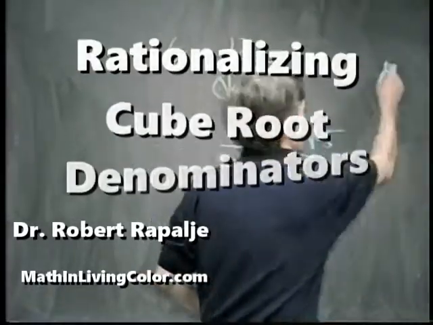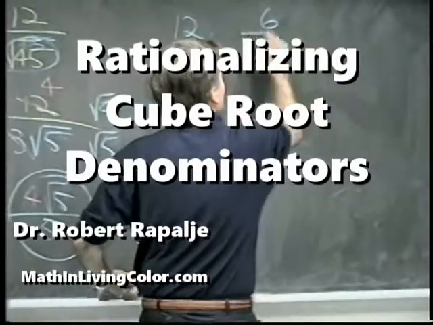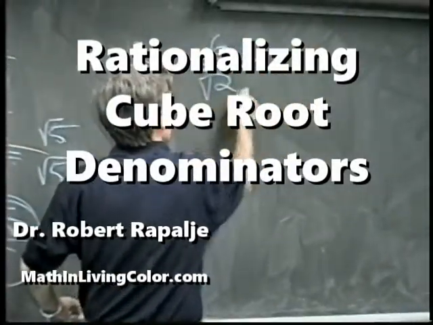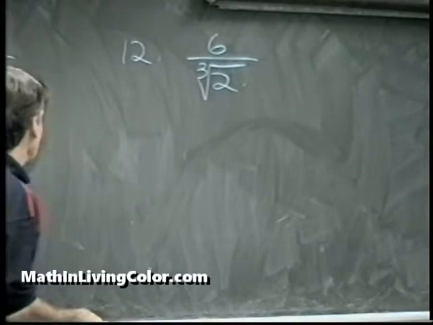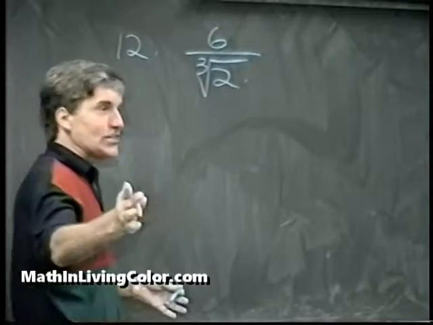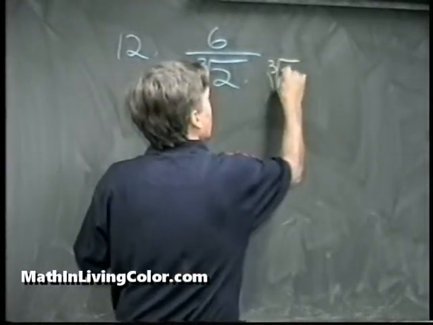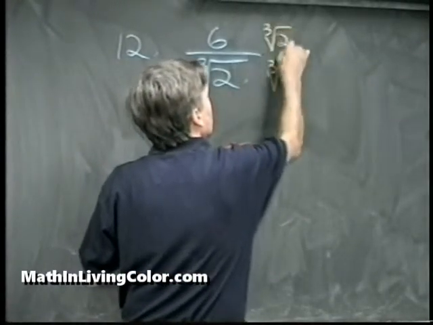Business, I'd like to look at a problem like number 12. Number 12 says 6 divided by the cube root of 2. Now the first thing that crosses your mind when you see a problem like that is, well, let's multiply it by, now don't write this down because this is not correct. Multiply it by the cube root of 2 over the cube root of 2.